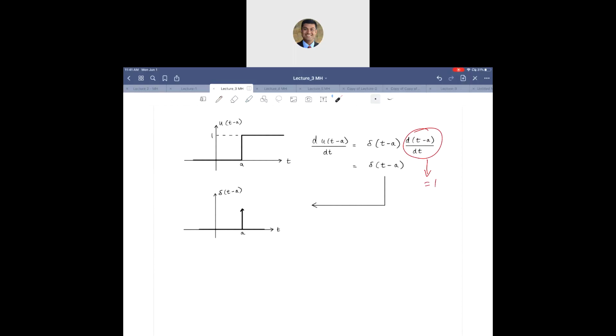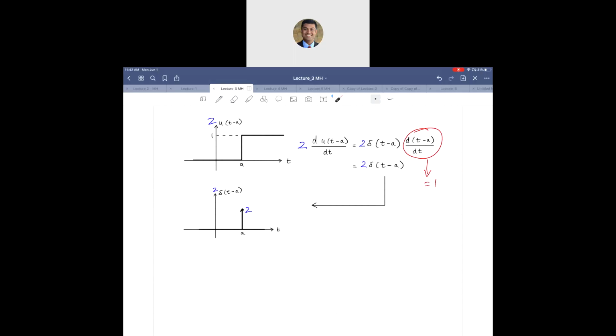Delta of t minus a can be sketched as that. It is located at a with a weight of 1. And just so that you have clarity on this, if you had scaled this to 2 u of t minus a, then this would be 2 times the derivative of all of that, then this would be 2, and this would also be 2. So the weight of that will be 2. The location is still a.